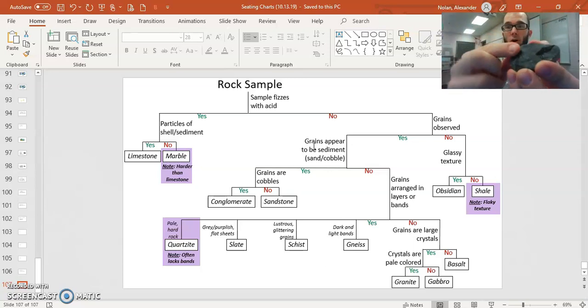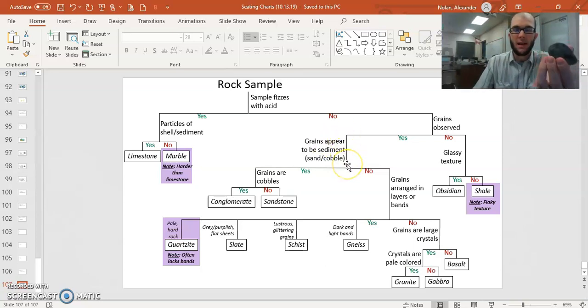One of the ways that we know this is that it's not gritty. It's also not very smooth. It's just kind of jaggedly broken. And so when we look really carefully at this, we do see that there are grains, but they're not sediment. They're actually very small crystals. So in response to the question, grains appear to be sediment, we're going to say no. So we're going to take a right.